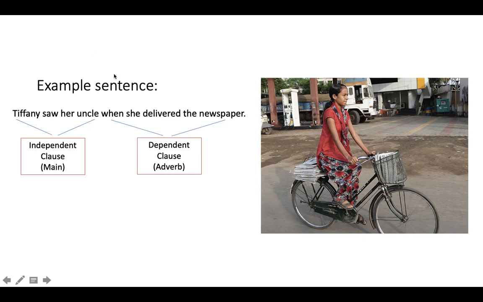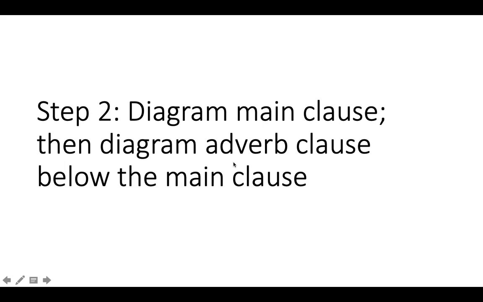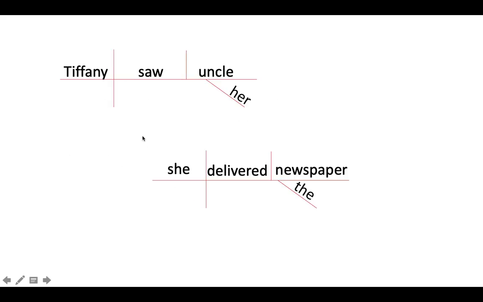And I know that because one, it's introduced by a subordinating conjunction, when, right? And I know it's an adverb clause because it is describing or giving more information about the seeing, right? When did she see her uncle? When she delivered the newspaper. So step two, I just need to diagram the main clause and then diagram the adverb clause below it. So boosh. First sentence, main clause, Tiffany saw uncle her, right? And then the adverb clause, she delivered the newspaper.